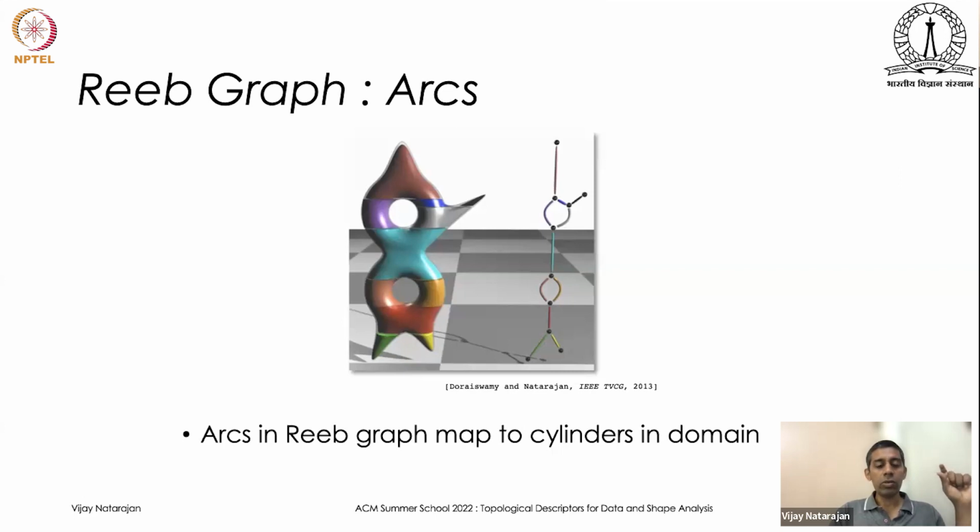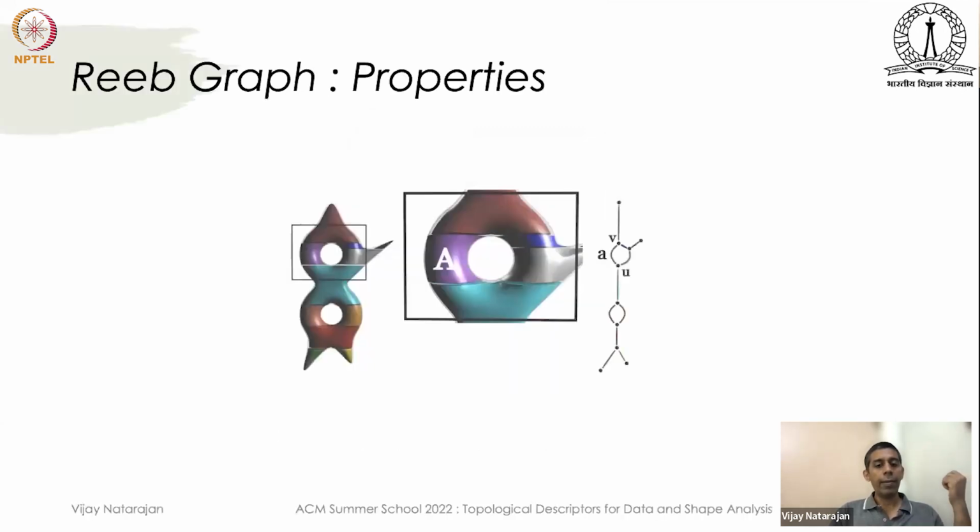So selecting arcs in the Reeb graph allows you to select features of interest in the domain. Okay. So each arc corresponds to one cylinder, right? So that's a nice mapping. The endpoints of the arc are critical points, right?